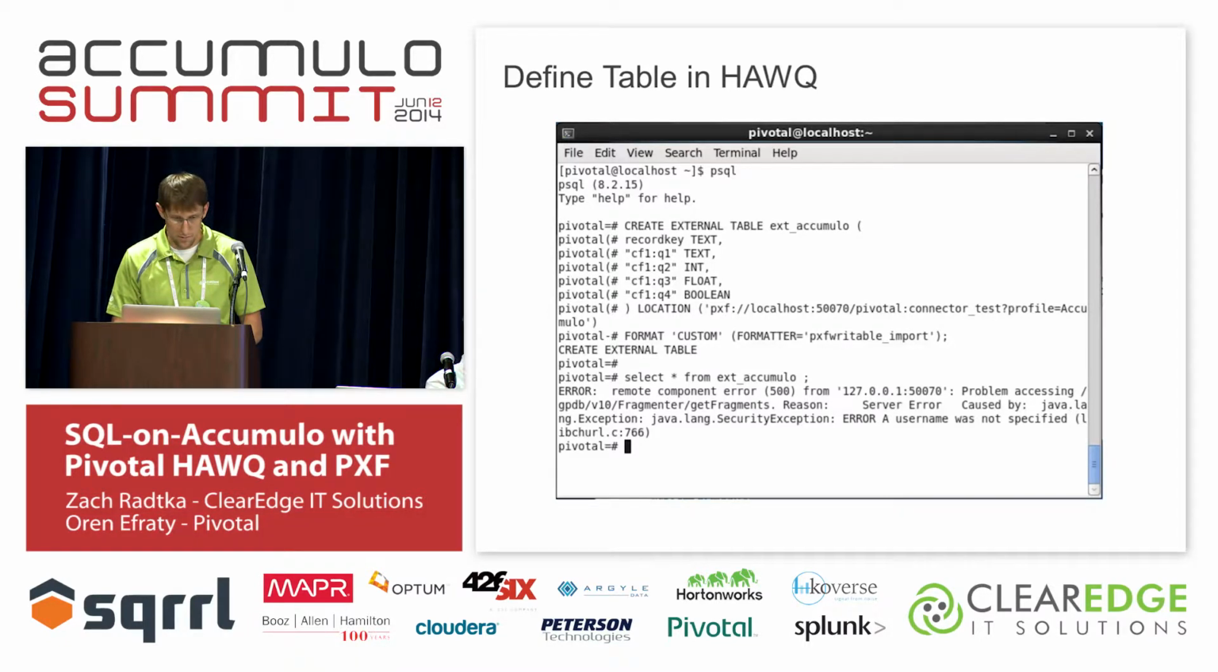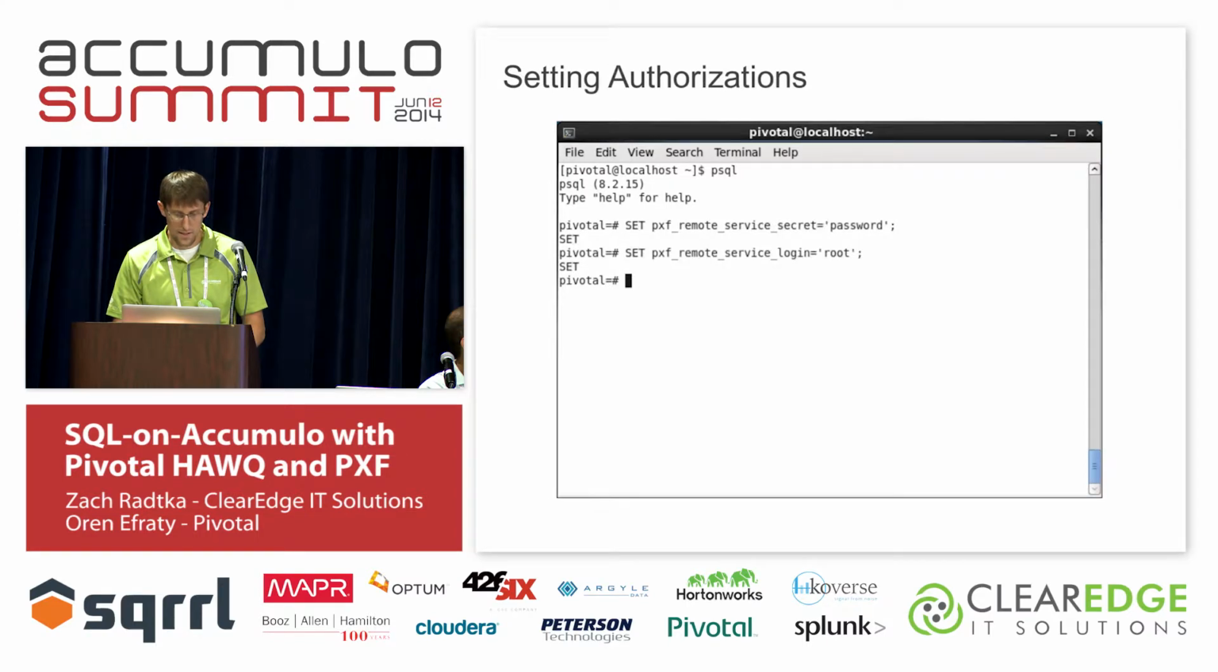So let's create our table. Right, if I highlight and run this, it says query returned successfully, which is good. The next thing we're going to do is we're actually going to run a query on our table. But to run a query on an Accumulo table, we need to pass HAWQ some user authorizations so that HAWQ can query Accumulo with the correct credentials.